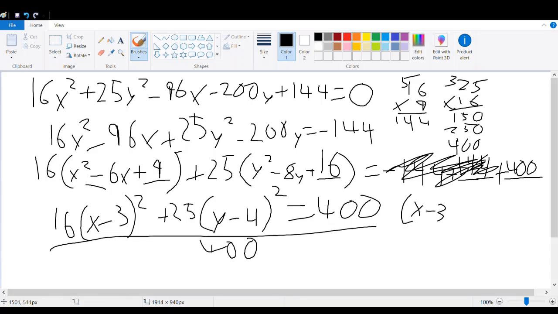X minus 3 squared plus y minus 4 squared equals 1. What's under each of them? Well, 16 over 400 can be simplified to 1 over 25, and 25 over 400 can be simplified to 1 over 16. Oh, how convenient. It's like I planned ahead for that.